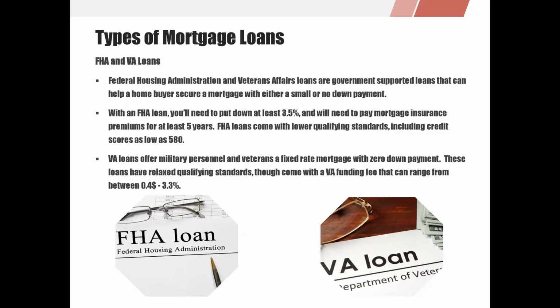And FHA and VA are also going to be more appealing for clients with less money. They let you do up to 6% seller concessions, whereas a standard conventional loan is only going to let you do 3%.